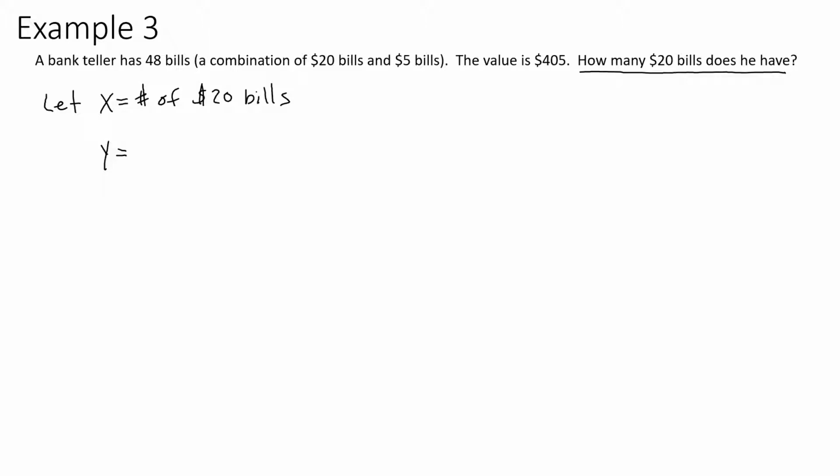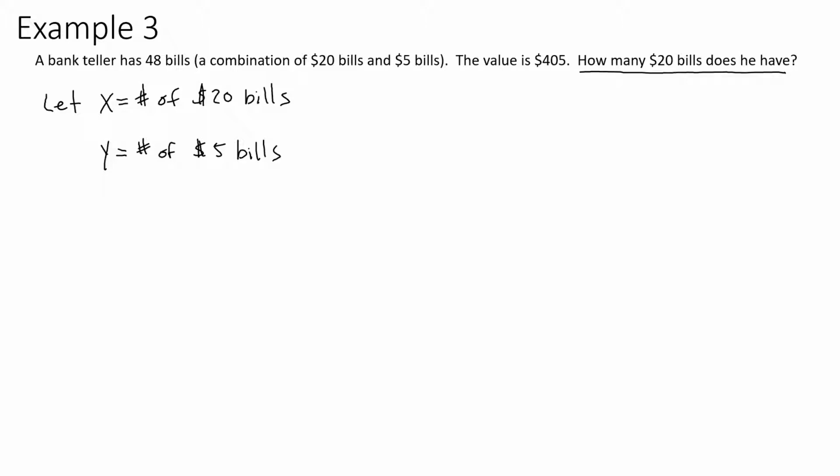Because now, if we solve for x, then that will answer that question. There's also $5 bills in this problem, so we're going to let y equal the number of $5 bills. And we'll solve for x, not y.